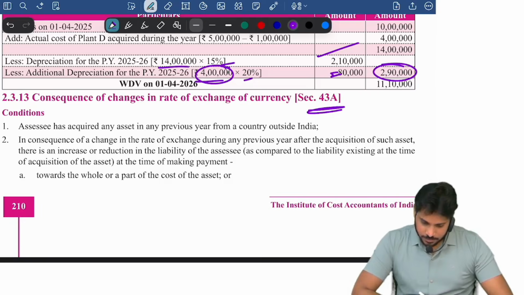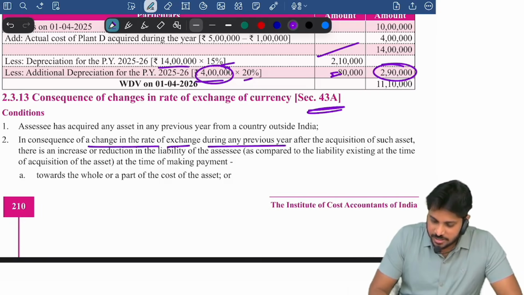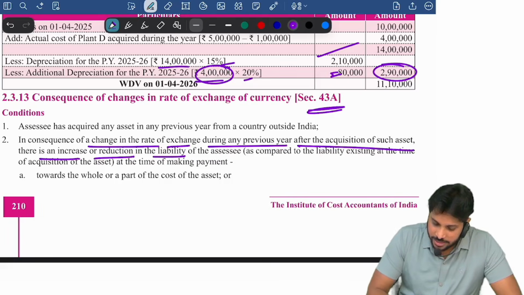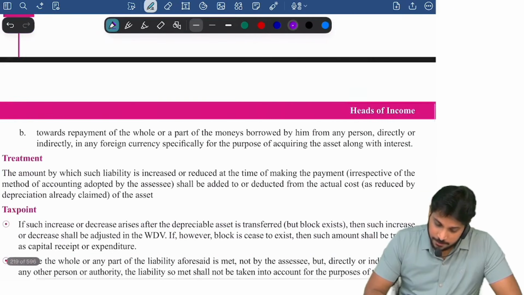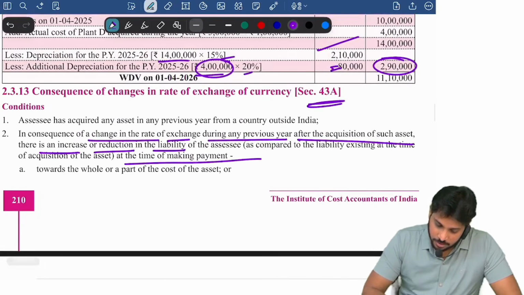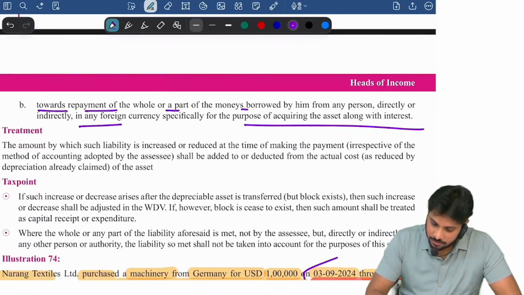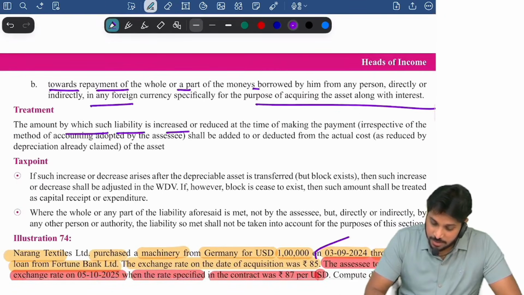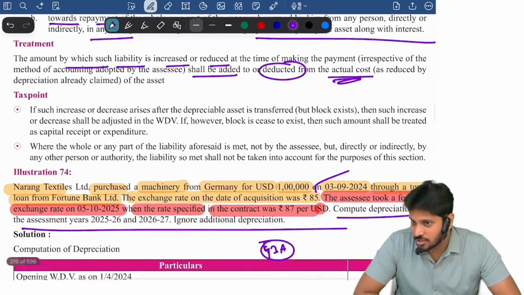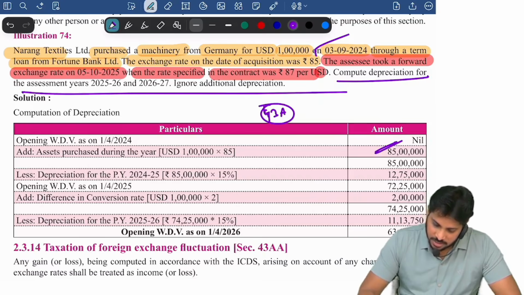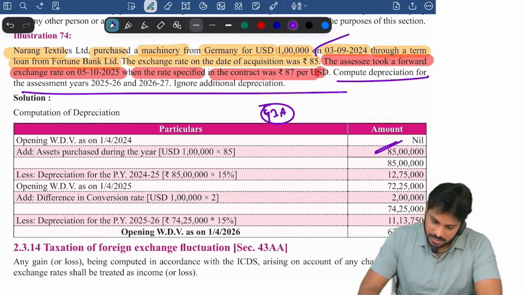43A. Suppose if there is a change in rate of exchange during the previous year after acquiring the asset, because of that increase in liability or decrease in liability, which is at the time of payment, then that payment towards the whole or part of the asset or towards repayment of the whole or part of the asset in the foreign currency for the purpose of asset, that the amount by which liability increased or decreased shall be added to the actual cost or reduced from the actual cost. At the time when the asset is acquired, 85 lakh. Yes or no? Now depreciation for that year is what?